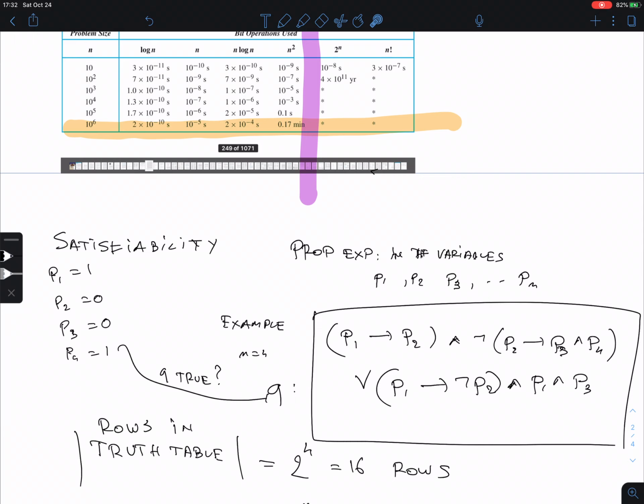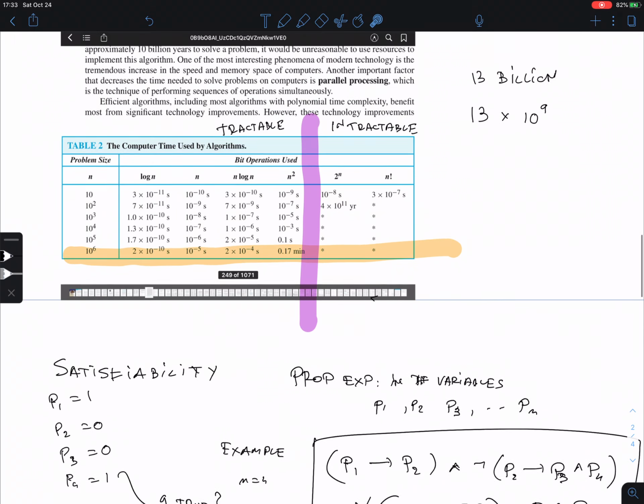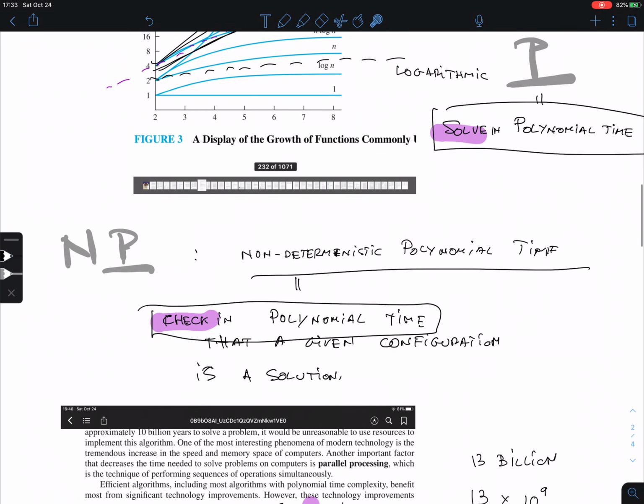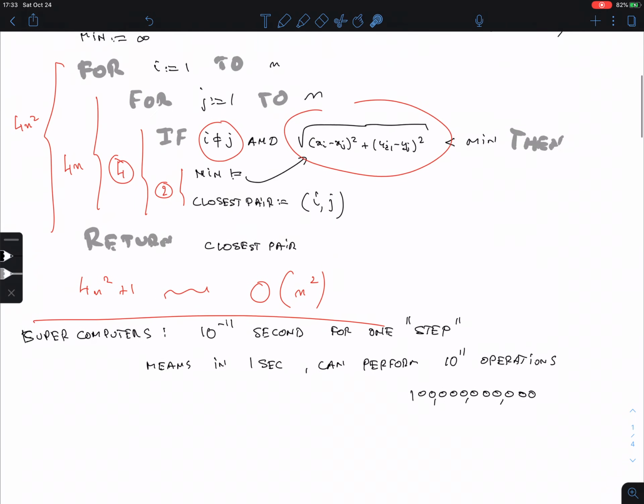Okay, so that is an example of an NP problem. And of course, polynomial time problems are NP problems, because if you can solve it in polynomial time, you can also check it in polynomial time. So in some sense, what I was saying about this closest point: it takes O(n squared) time to solve it, and it takes some time to check it, but it is still polynomial time. So this was NP.